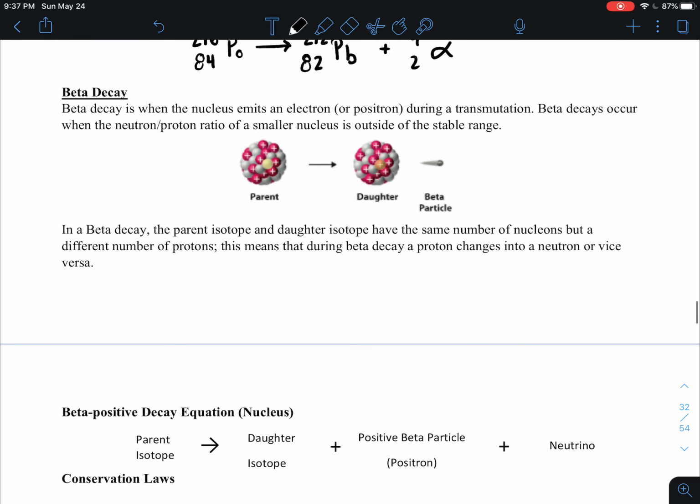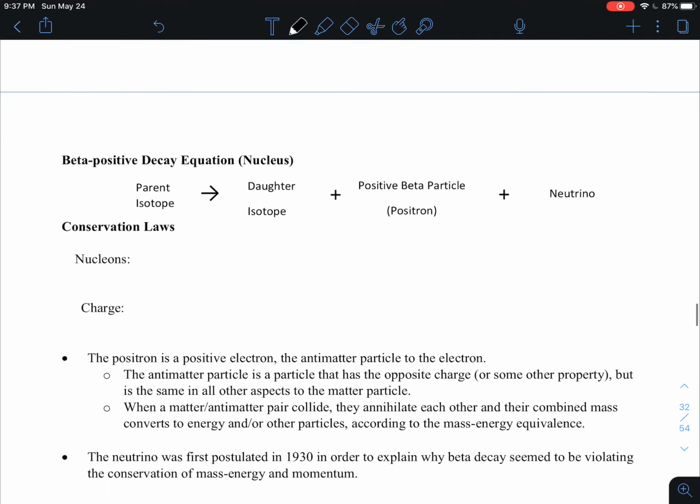All right, so beta decay. There's 2 different types of beta decay that we'll be talking about. There's one that emits an electron, and there's one that emits a positron. We're going to call this beta positive decay and beta negative decay. All right, so let's see what that looks like.